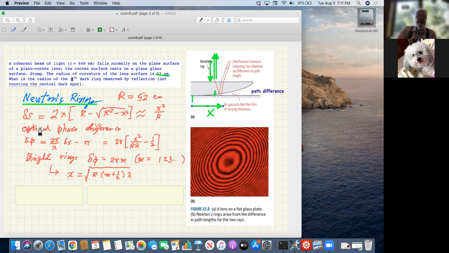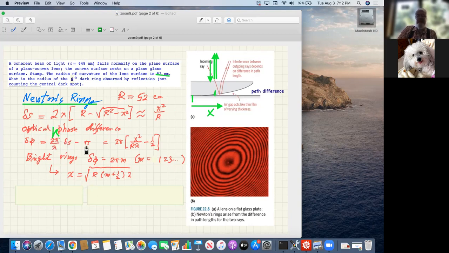Now the optical phase difference is k, the wave vector, which is just 2 pi over lambda, times the path difference. Remember, the wave goes like cosine kx minus omega t. Well, no, k times s minus omega t. So k delta s is 2 pi over lambda delta s. So that's the phase difference. If delta s is lambda, one wavelength, then the phase difference is 2 pi. That's 360 degrees. So 2 pi will be in radians.